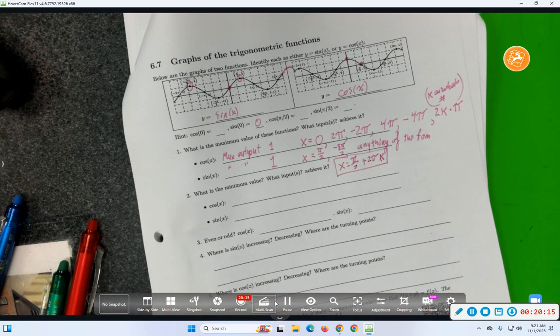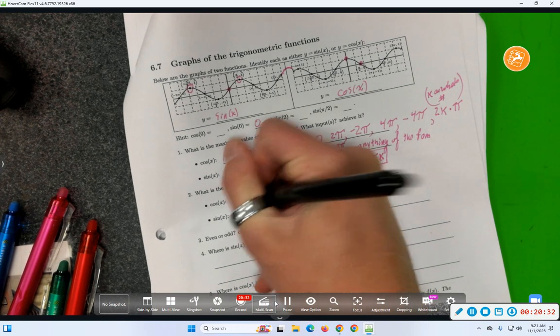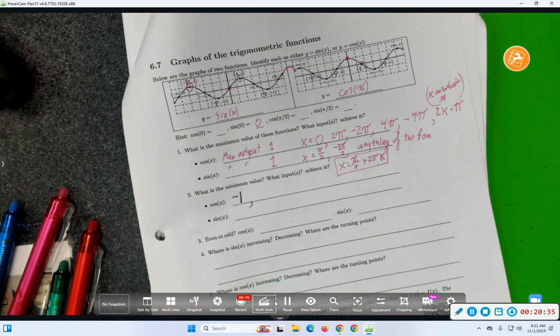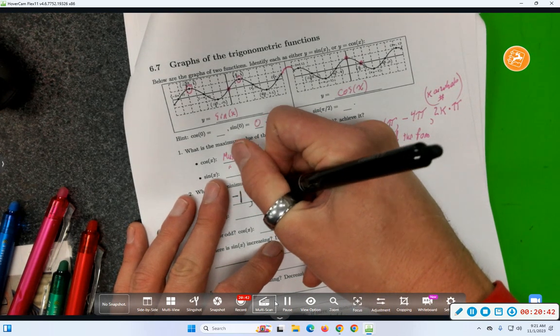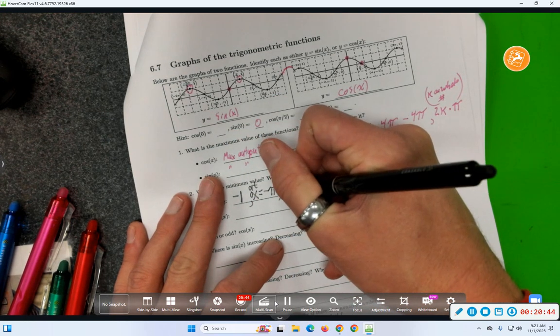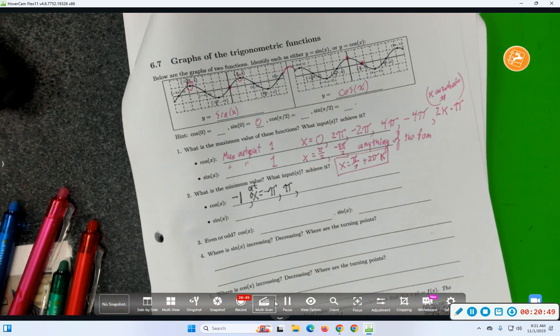Feel pretty good? Should we also minimize? What's the most negative value sine takes? Oh, should I start with cosine? Let's start with cosine. What's the most negative value cosine takes? -1. Can you start listing some inputs where that happens? -pi, it happens. So at x equals -pi, or x equals pi. Any other inputs where it seems likely to happen?